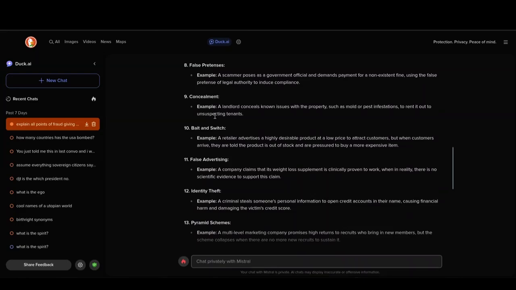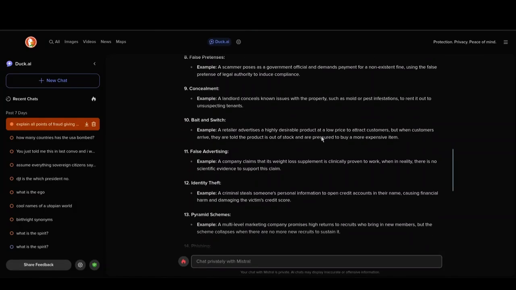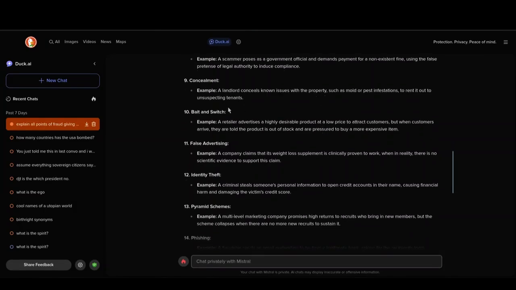Concealment. A landlord conceals known issues with the property, such as mold or pest infestations, to rent it out to unsuspecting tenants. Or selling a car, you know that the engine's about to blow up, but you conceal that. You're hiding things. You're not giving full disclosure. So it makes contracts null and void when you do that, because it is fraud.